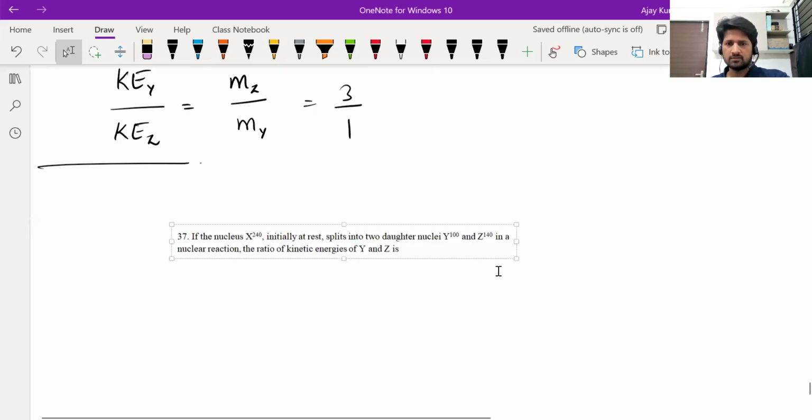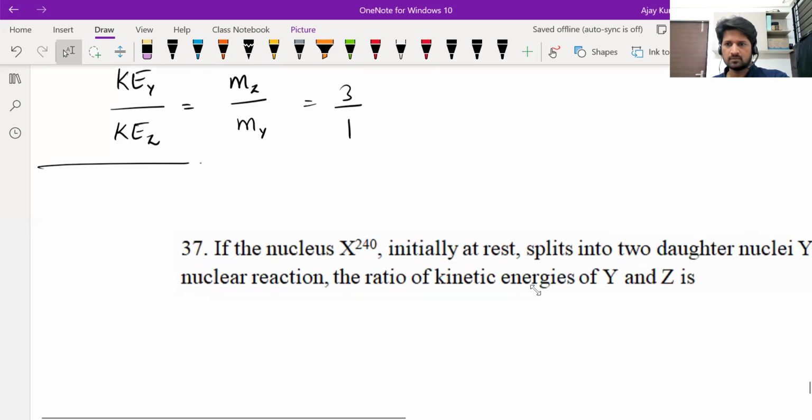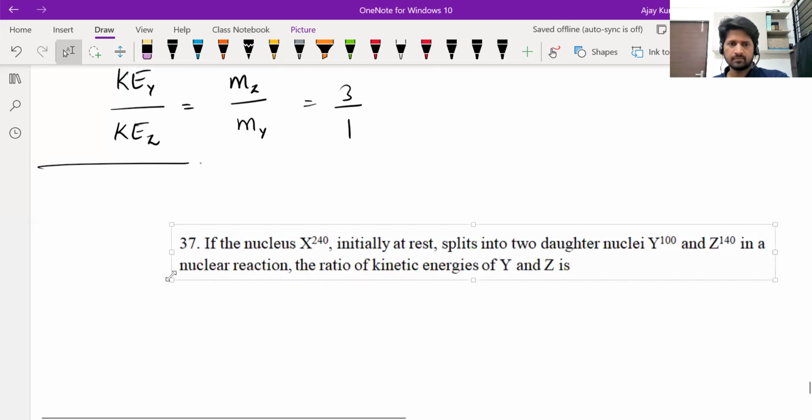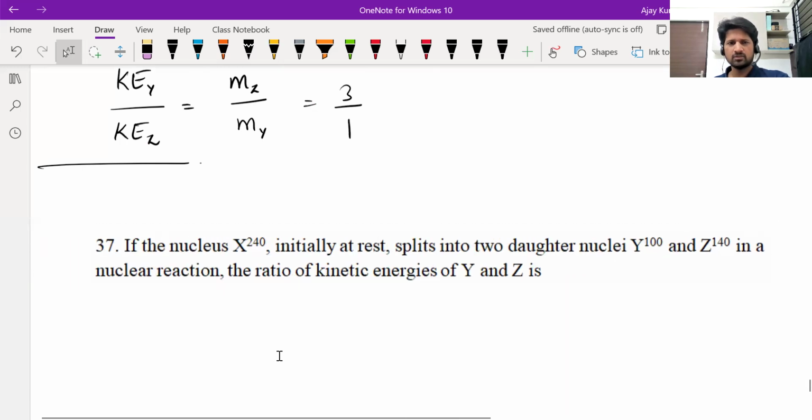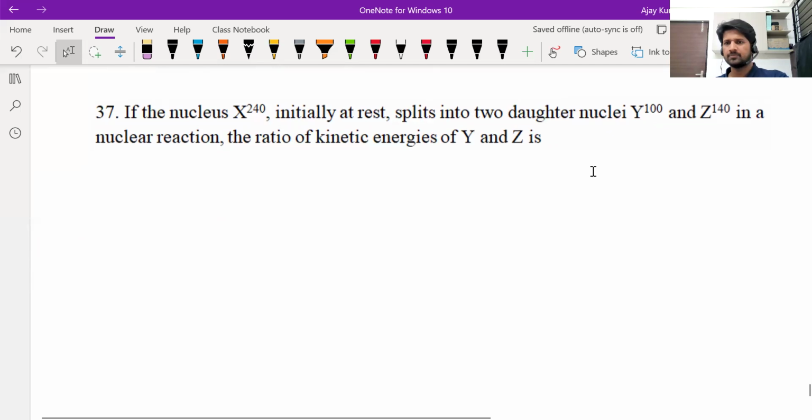Very similar one actually. X240 initially at rest splits into two daughter nuclei. You just have to find the ratio of kinetic energies. Do it quickly. Any answer? This is a very simple question. There are no energy calculations that you need to do at all.